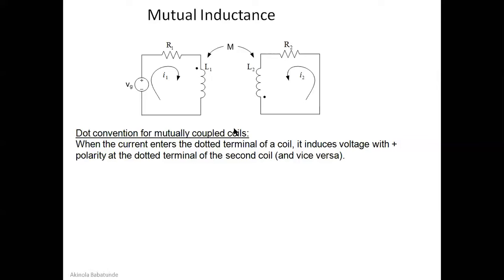When current enters the dotted terminal of a coil, so this is current entering this coil here. Can you see that? Current is entering this dotted terminal of this coil. It induces voltage with positive polarity. So here, the current is coming into the positive polarity, but there will be a voltage here called V2, right? So the V2 here will have positive voltage polarity here. So this will be negative. Can you see that? This is very important, okay? At the dotted terminal of the second coil and vice versa.